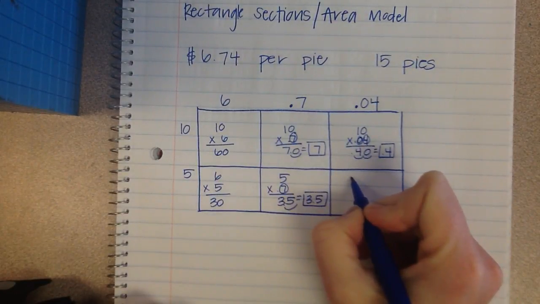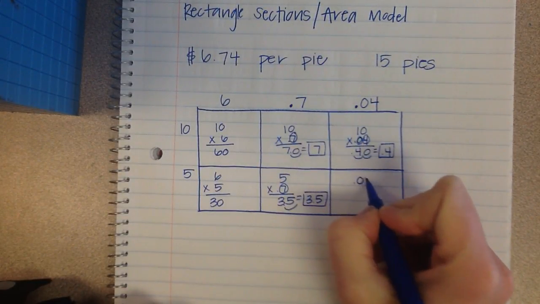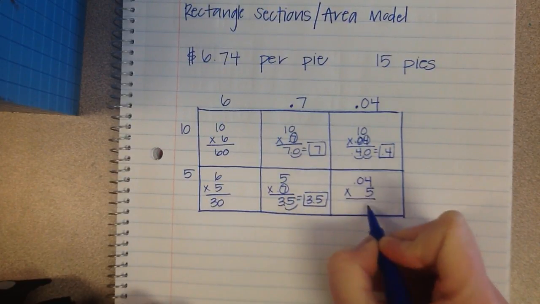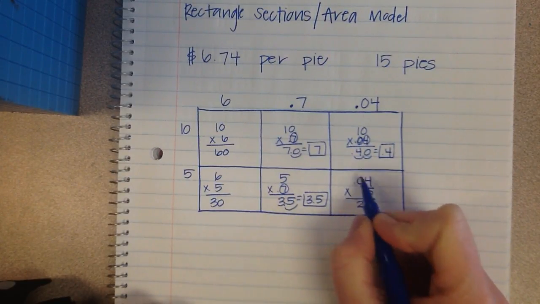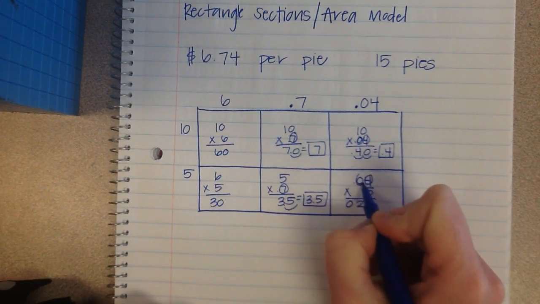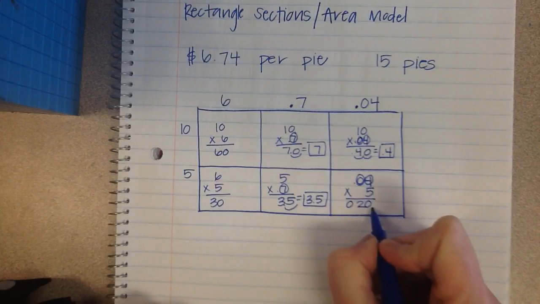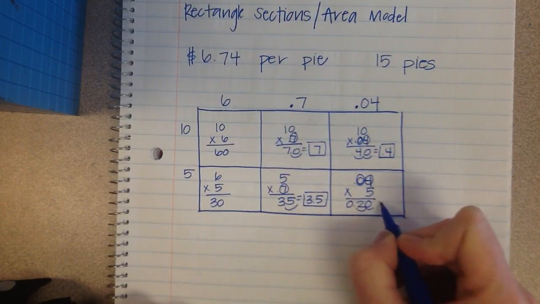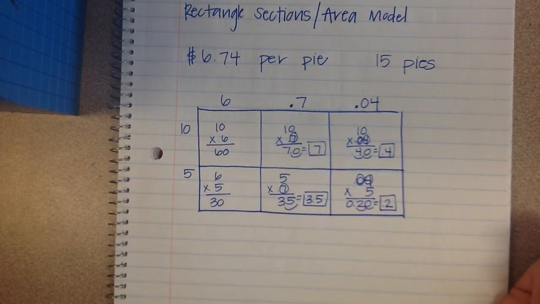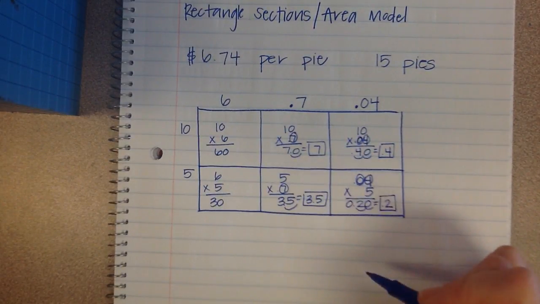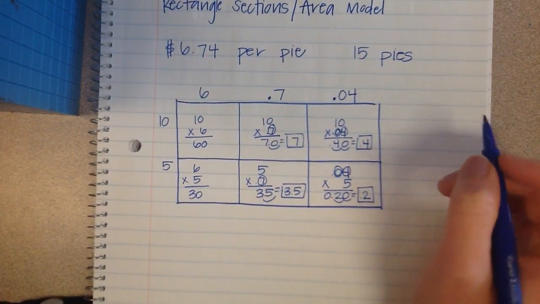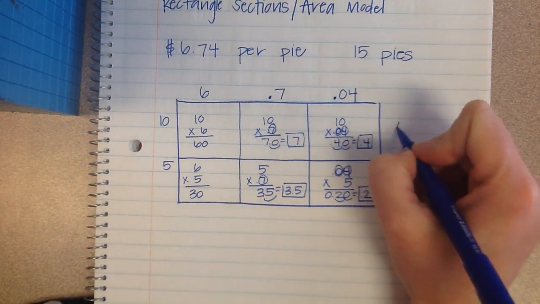Okay, then here I'm going to do 0.04 times 5. 5 times 4 equals 20. Then 5 times 0 equals 0. I used 2 digits behind the decimal. So 1, 2 are behind the decimal, so that means my answer here is 2 tenths. Now, because I've multiplied all the boxes, I'm going to add them up. When you add decimals up, you have to make sure the decimals line up.